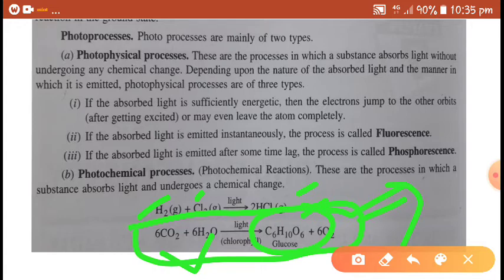These are chemical processes. Photo processes are of two types. If the absorbed light is emitted, it excites the electron, and it is called a physical process. If the absorbed light brings a chemical change, it is called a photochemical process.